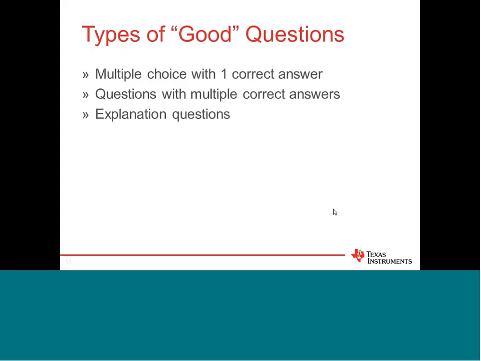So, another type of good question is questions with multiple correct answers. This allows us to see what students are thinking, allows us to see who's on the right track, but also allows us to have some more discussion about those correct answers, and doesn't necessarily narrow it down to you're just right or you're just wrong, but it gives us a little bit more flexibility.